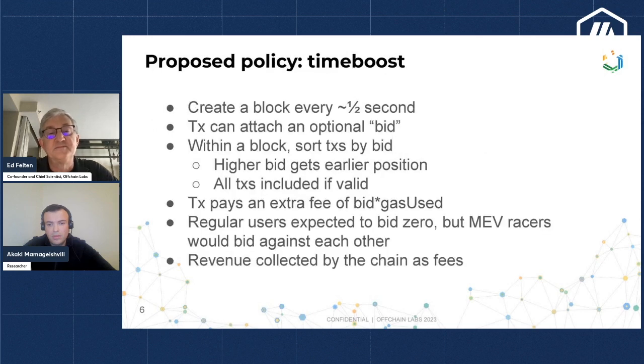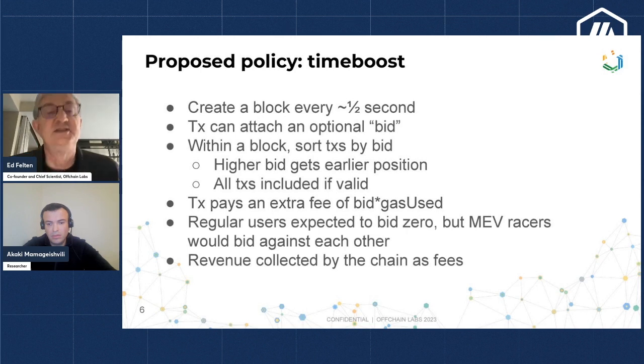Next slide, please. So our research team has developed another policy that we call Timeboost that we want to propose for use on any Arbitrum chain. So the Arbitrum DAO could decide whether or not to adopt Timeboost on Arbitrum 1 and Arbitrum Nova, and the administrators or owners of app chains could make their own decisions.